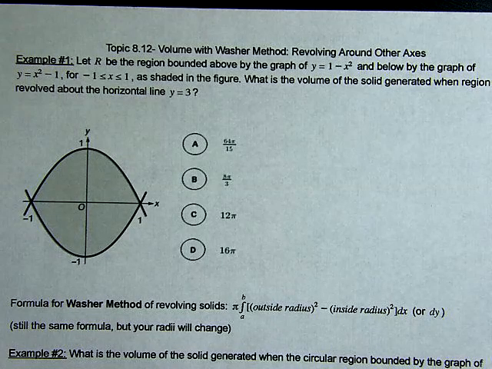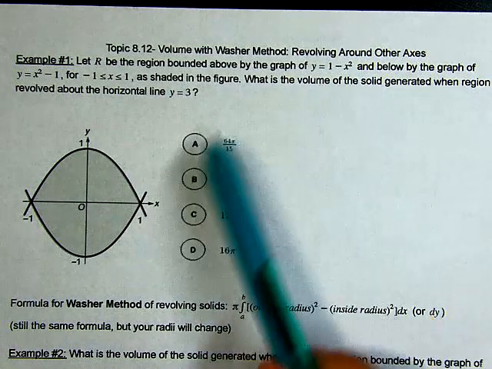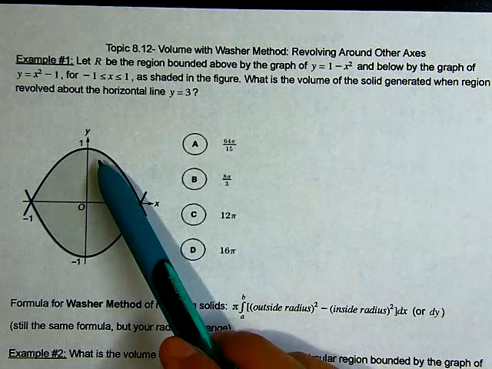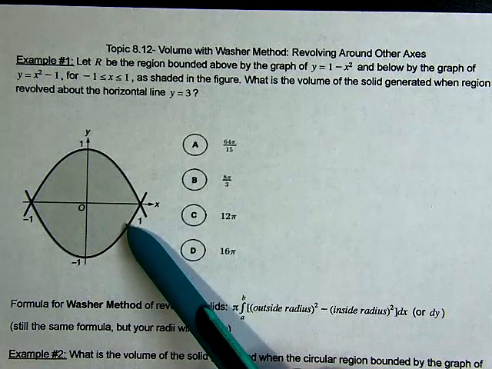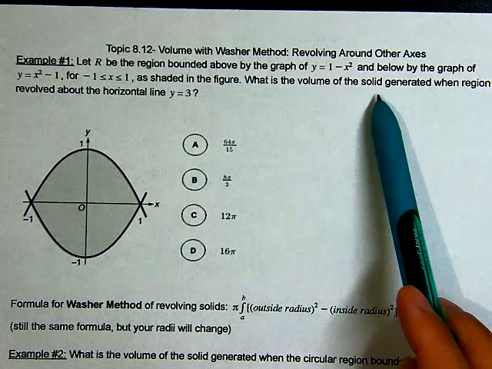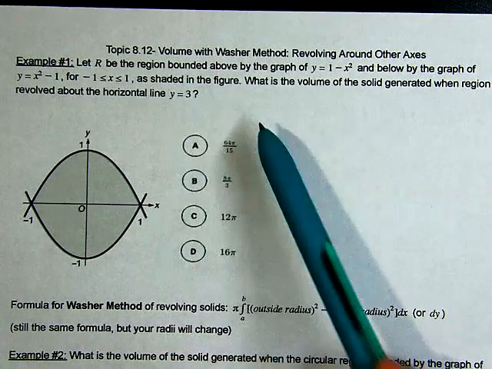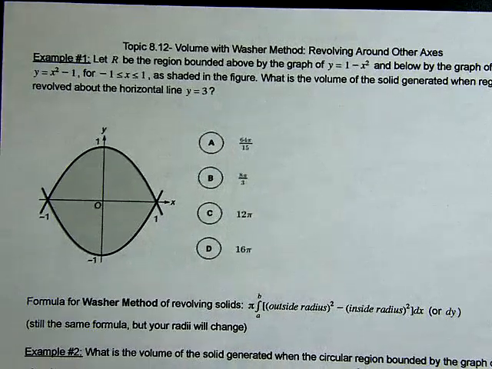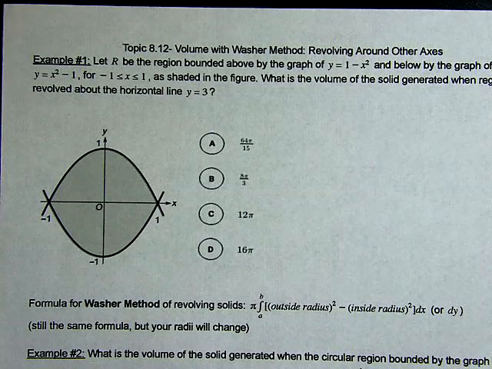So let's take a look at these two parabolas. We have y equals 1 minus x squared. That is the above part of the graph, and the below part of the graph is x squared minus 1. What is the volume of the solid generated when the region R is revolved around the horizontal line y equals 3? So last couple topics, we've been revolving around x and y axes.